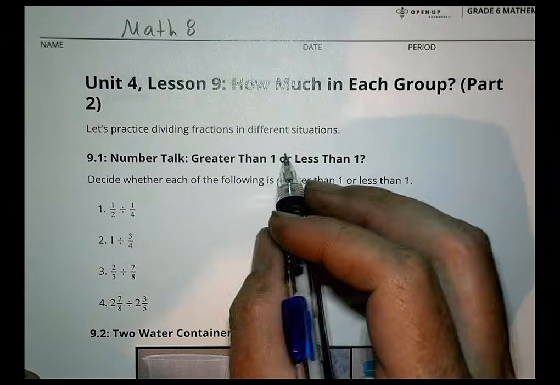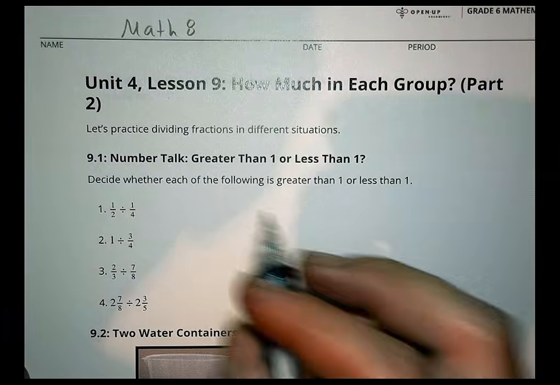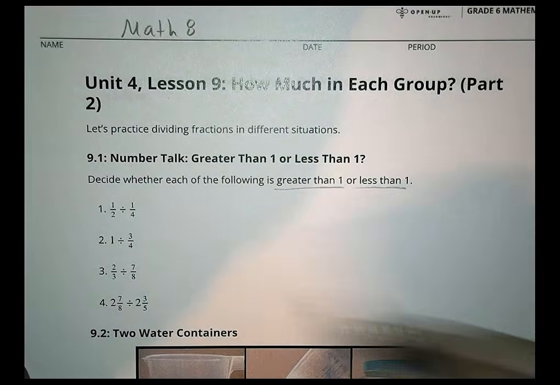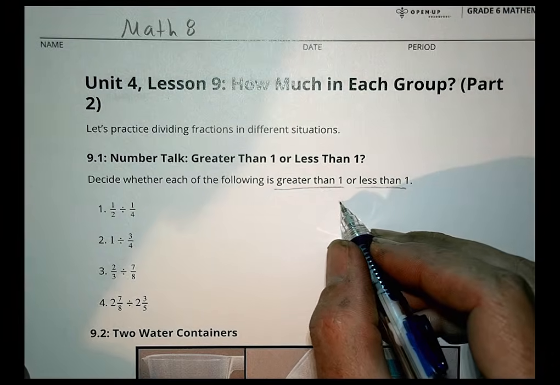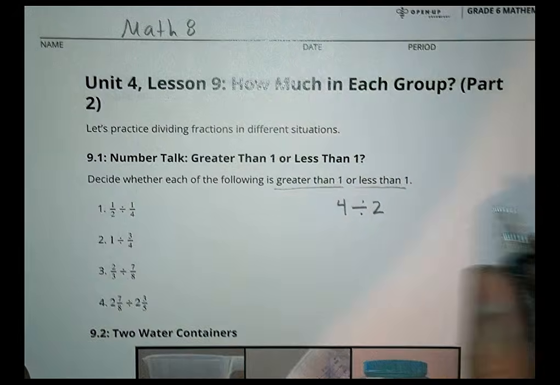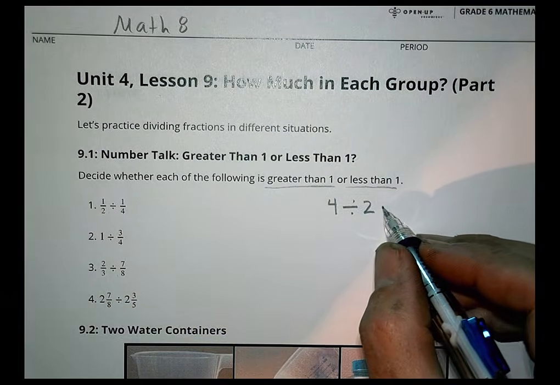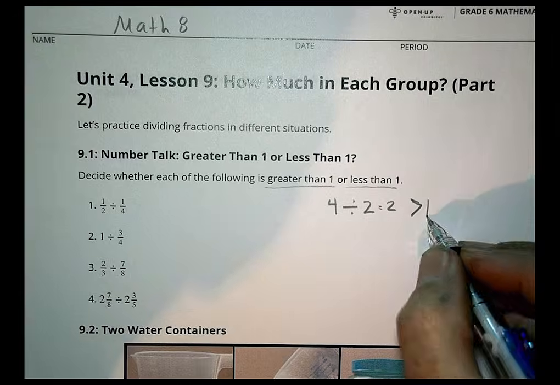So first of all, we're going to begin with a number talk called greater than 1 or less than 1. So we have some fractions here, and it wants us to decide whether each is greater than 1 or less than 1. Before you do that, let's think real quickly about whole numbers you might be able to work with quickly. If I had 4 divided by 2, is that going to be greater than 1 or less than 1? Well, 4 divided by 2 is equal to 2. So that's definitely going to be greater than 1.